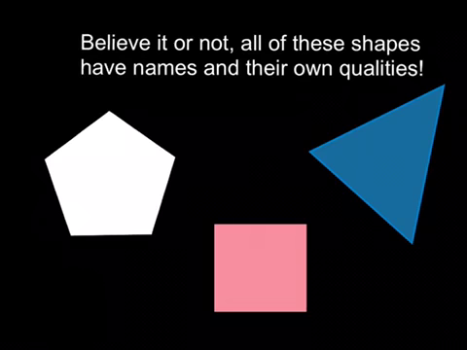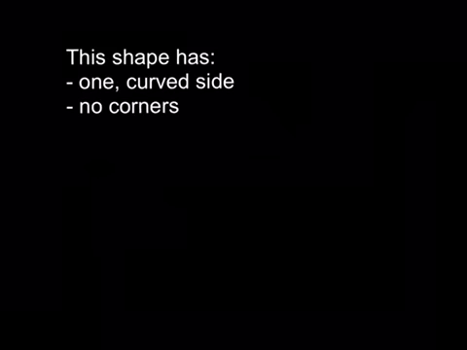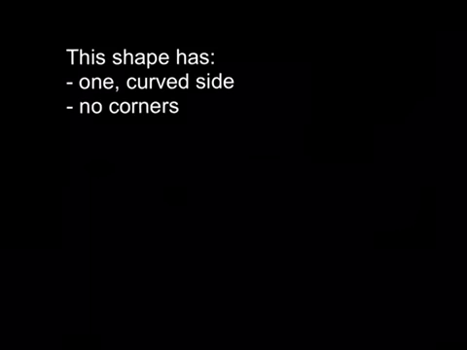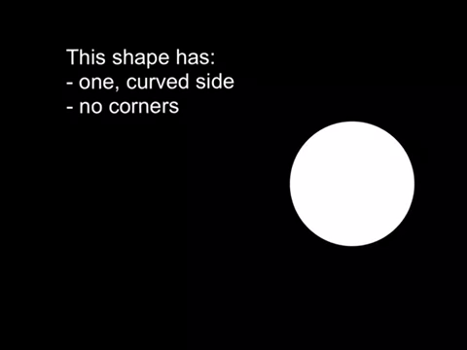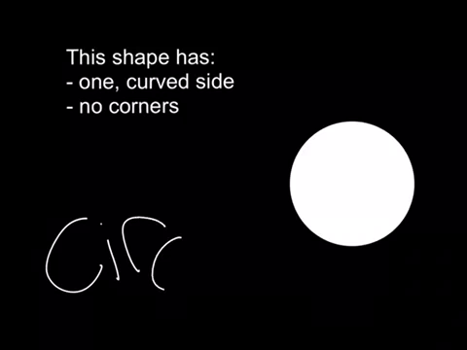Believe it or not, all of these shapes have names and their own qualities. We're now going to learn some of these shapes and their names based on the certain side and angle qualities that they have. We'll start off easy. This shape has one curved side and no corners, and it looks like this. Do you know what it's called? That's right, it's a circle.